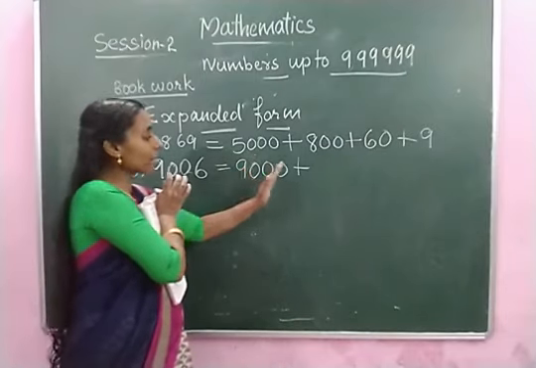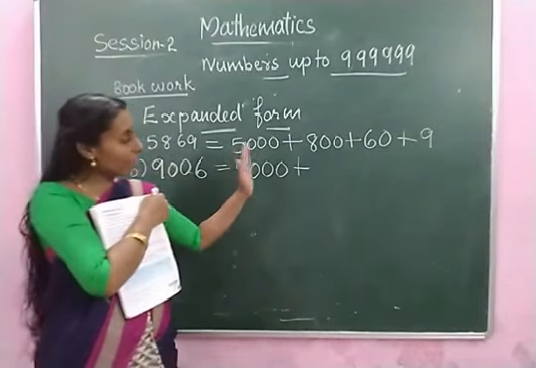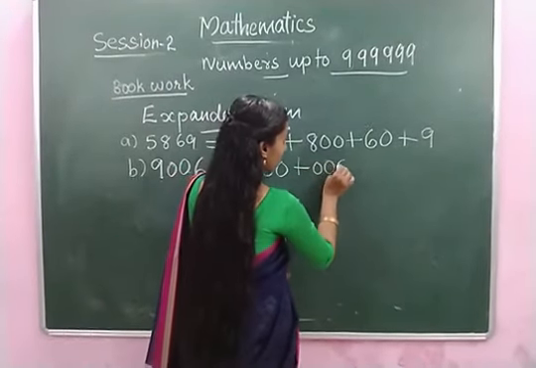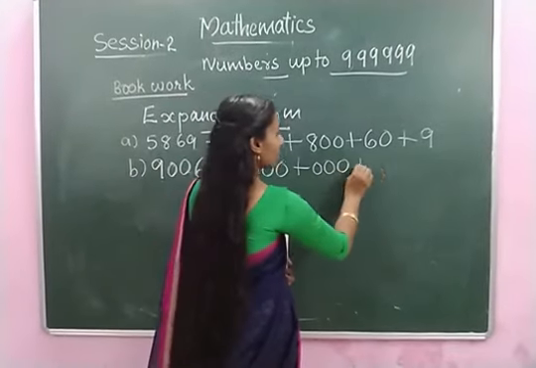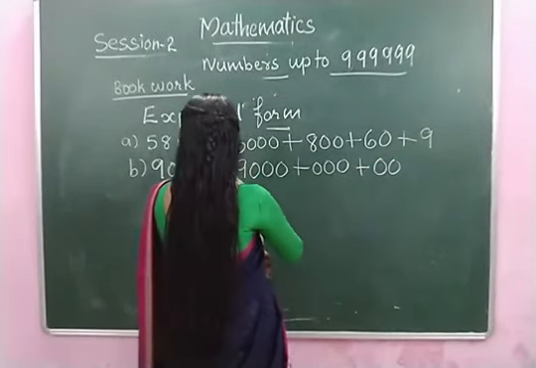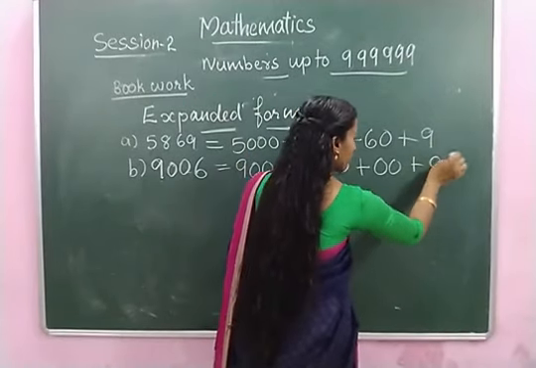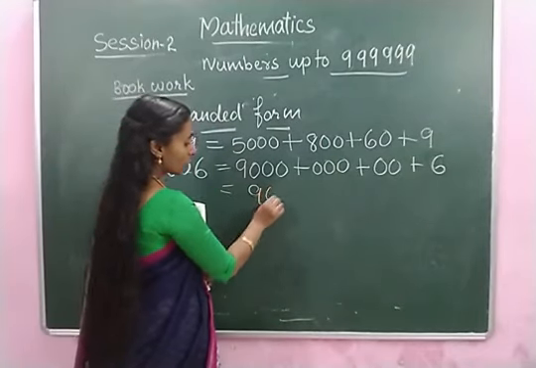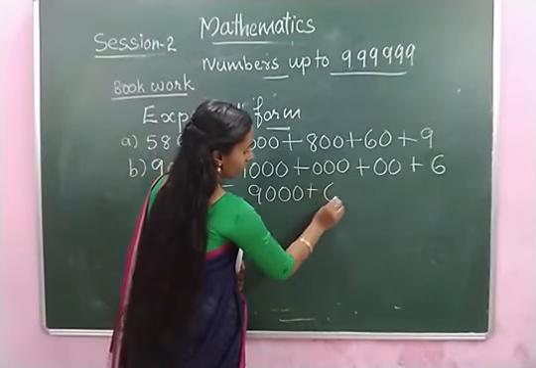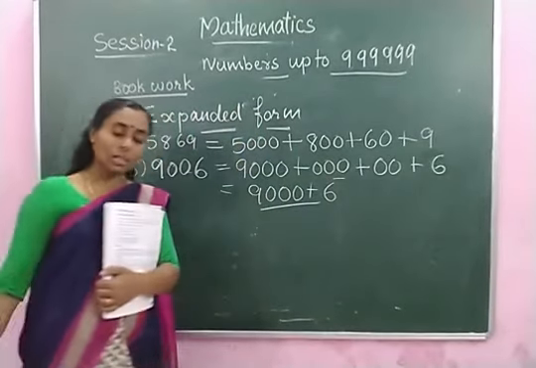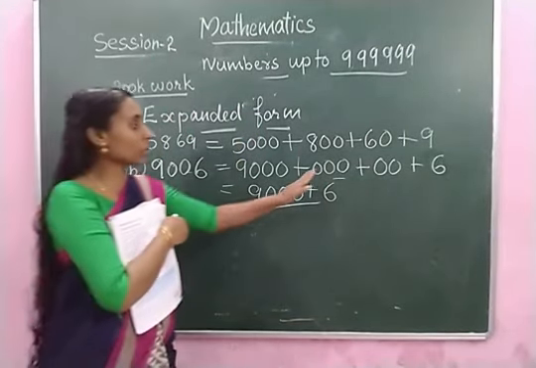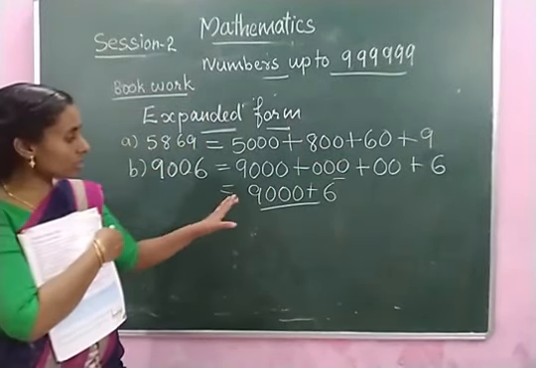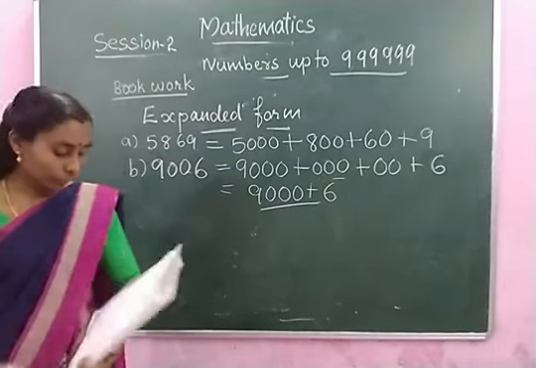Either you can leave those numbers, or we can write here 0 in hundreds place, plus, and tens place also put 0. Then we can write the ones place with number 6. This way we can write, or 9,000 plus 6. This way also we can write. Both are correct. It is not necessary to write this 0 here. Just you can go to ones place. Okay, this is the way also we can write.